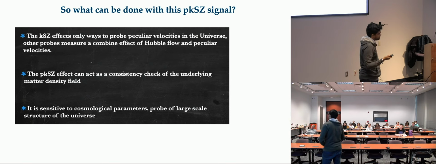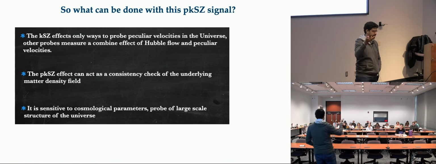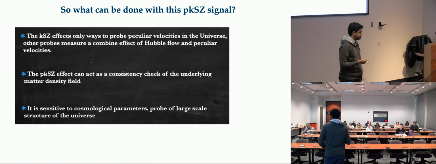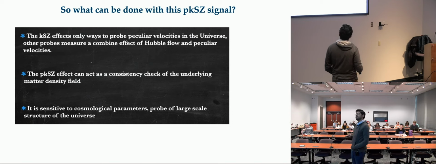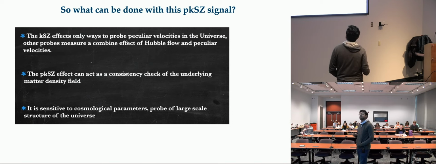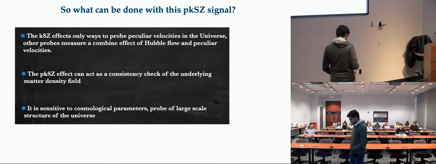This is basically the same as if you take the moving lens effect and use the kSZ to do the same thing. And lastly, if you can detect it at a high enough significance, this is sensitive to the cosmological parameters, so you can use it to put constraints on your cosmological parameters.